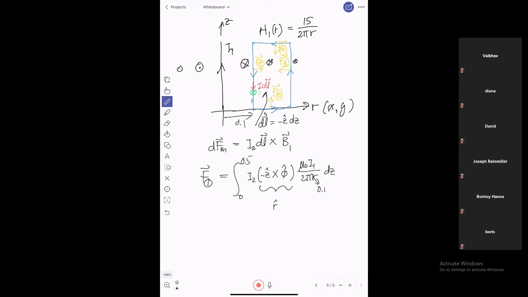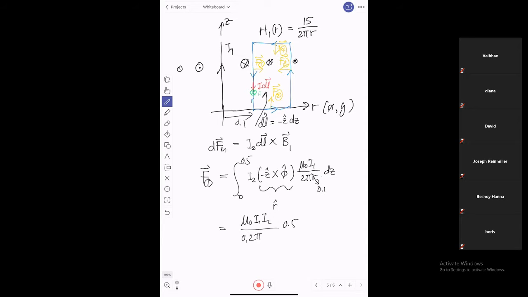So what do we have now? This is equal to, this is known, right? So if I don't put in the numbers, I have mu 0 I1 I2 divided by 2 pi times 0.1, so it's 0.2 pi, right? Times the height, which is 0.5. Any questions? So that's the first force.